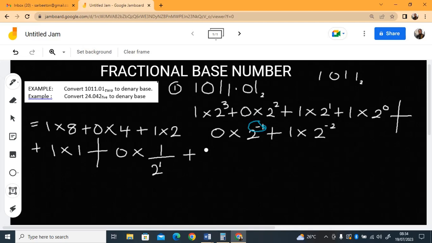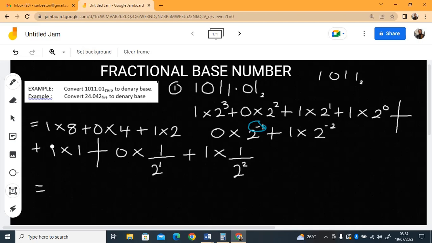Then plus 1 times the same thing. The minus becomes 1 over, then what is now left? 2 raised to the power of 2, because the minus has turned to 1 over. So that's how you go about it.